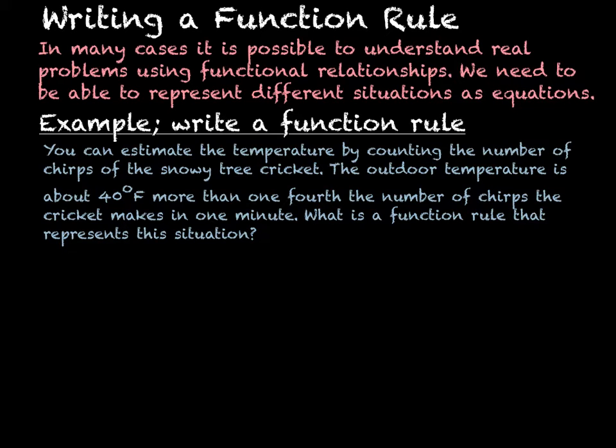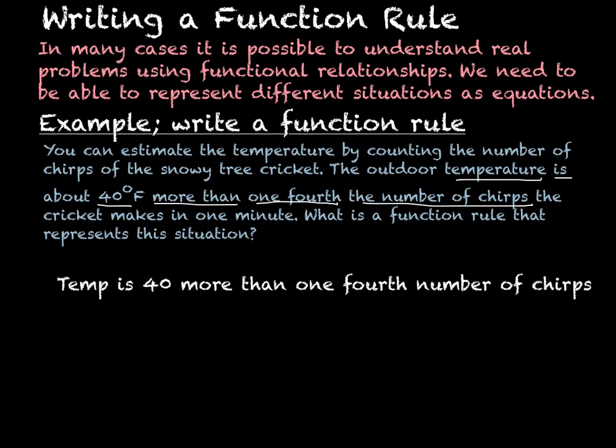So we want to write a function rule that represents this situation. So the first thing we want to do is understand what we're looking at. So what we have is the temperature is 40 degrees more than 1/4 of the number of chirps that this cricket is going to make in a minute. So I've rewritten the important information here. The temperature is 40 more than 1/4 the number of chirps.